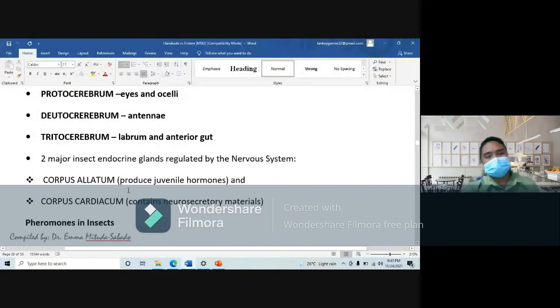Okay, two major insect endocrine glands regulated by the nervous system. We have the corpus allatum and the corpus cardiacum. This corpus allatum will produce juvenile hormones. And the corpus cardiacum contains neurosecretory materials. The juvenile hormones of the corpus allatum, if it is not present, the insect cannot molt. That is the function of the corpus allatum.